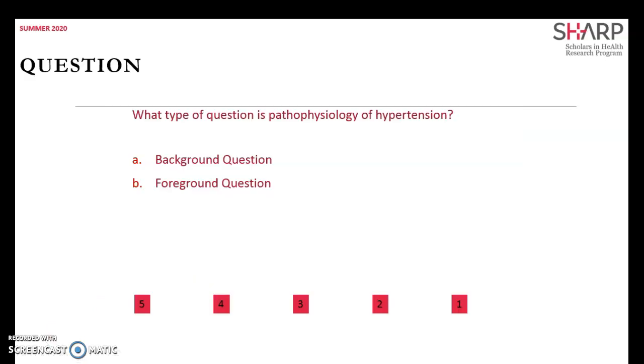Let's have a pop quiz. What type of question is pathophysiology of hypertension? 5 seconds. It's background information. It's a background question. I'm looking into hypertension, into a subheading of it, into the 5W questions, the pathophysiology of it.